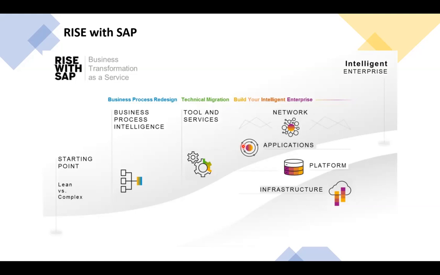Okay, so if you see here, business process redesign, business process intelligence and technical migration, build your intelligent enterprise: network, applications, platform, infrastructure, everything, whatever we are talking about, the BTP. So these are all the services.